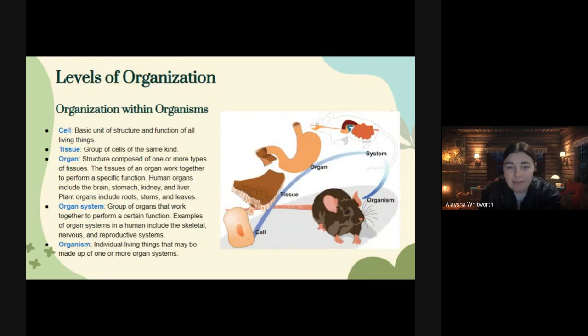There's levels of organization. This is just more of the organism cells. This is not ecosystem one, but you could look at that one too. But cells, a basic structure and function of all living things. That's your smallest level of organization. The next up from there is tissue. So a bunch of cells make up a tissue. Then a bunch of tissues make up an organ. A bunch of organs make up an organ system. And then a bunch of organ systems make up the organism.